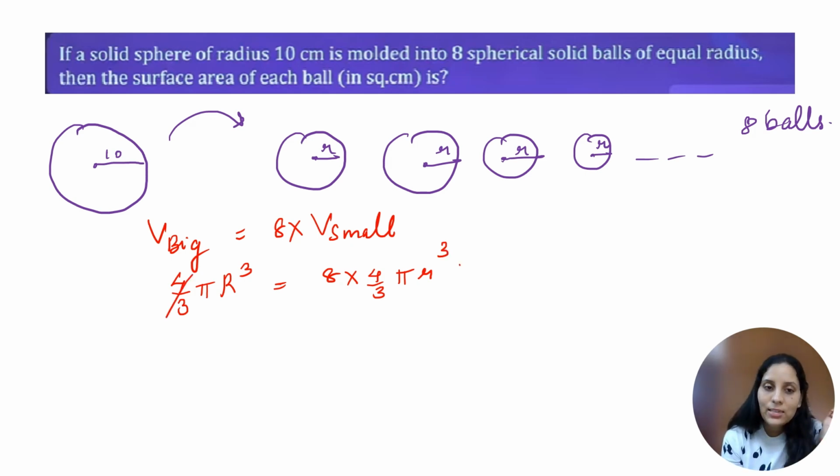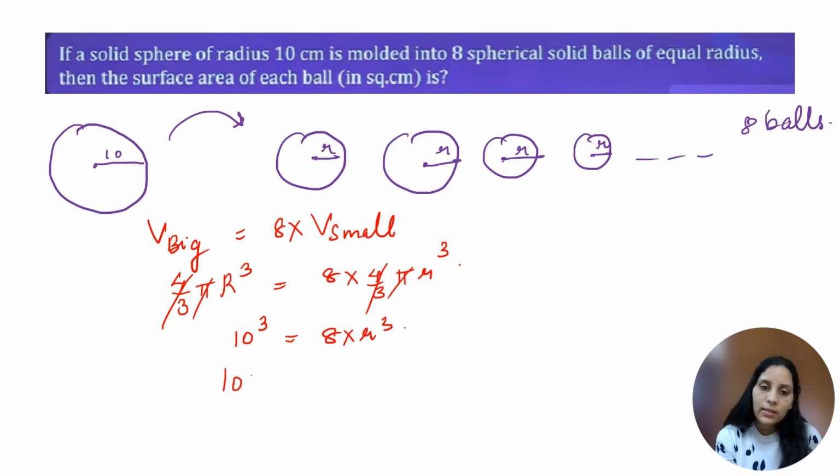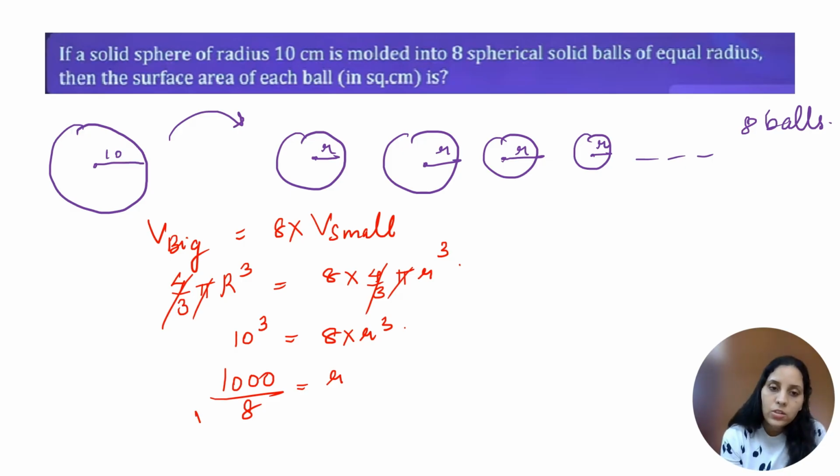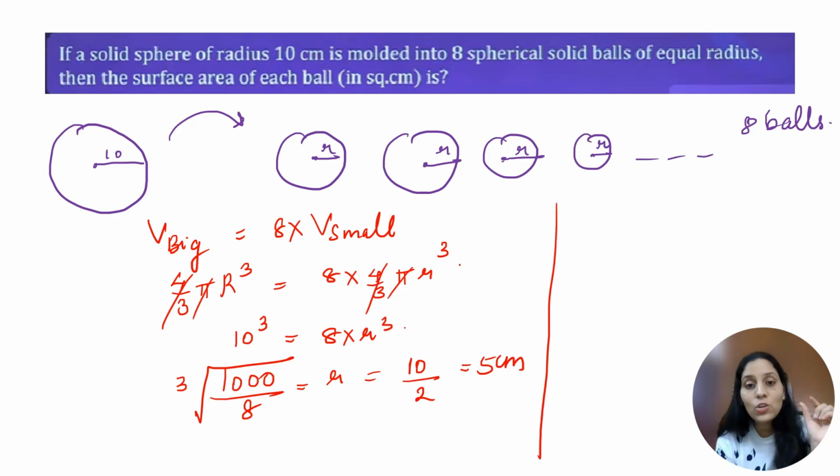Okay, I can cancel 4 by 3 and pi, 4 by 3 and pi. So this capital R is 10. That means 10 cube is equal to 8 into r cube. So from this I get 1000 by 8 is equal to r cube, and I can take the cube root. So from this I get r as 10 by 2, which is 5 centimeter. So this is the radius of these 8 small spherical solids.